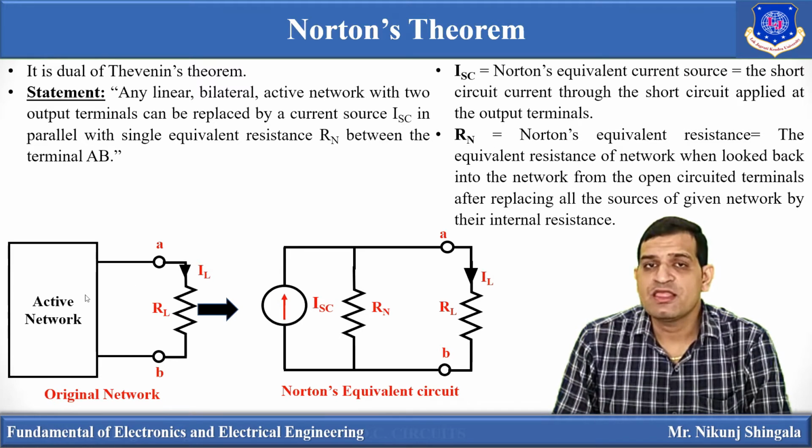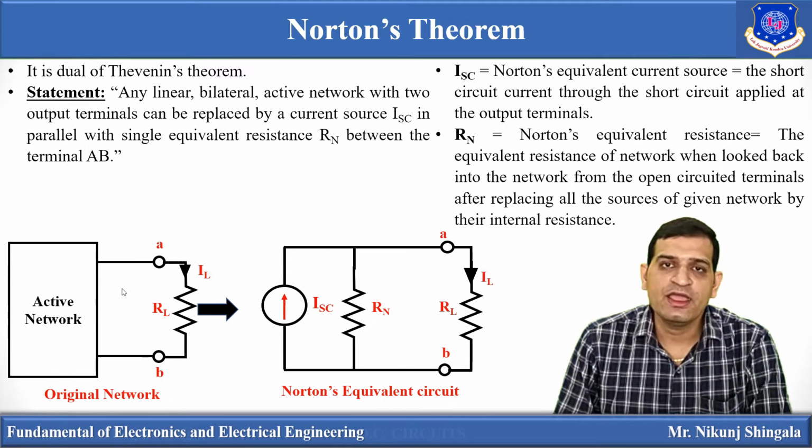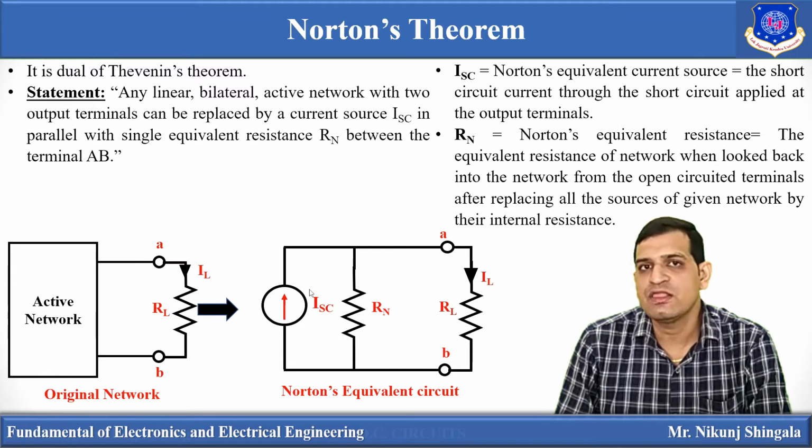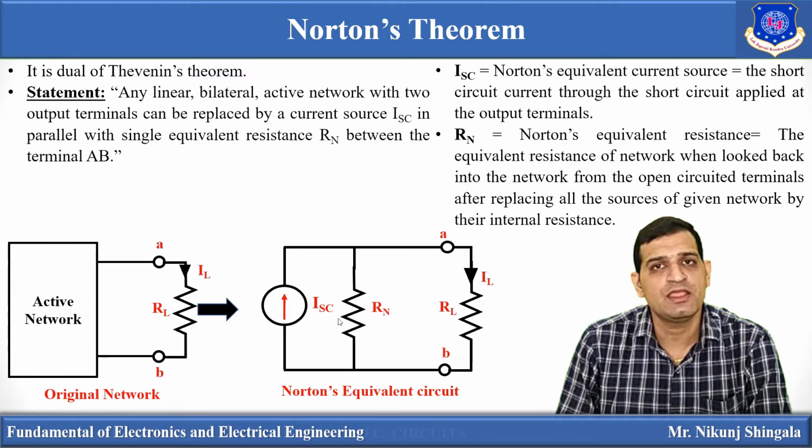In the case of Thevenin's theorem, we found VTH in series with RTH. Here we are finding the short circuit current, and the current source is always in parallel with resistance, so the short circuit current is in parallel with Rn. So this network can be converted into a simple network consisting of one current source in parallel with Rn. The current is found by short circuiting the branch in which current is to be determined, and Rn is found in a similar way as we found RTH in Thevenin's theorem. And finally, connecting back RL.